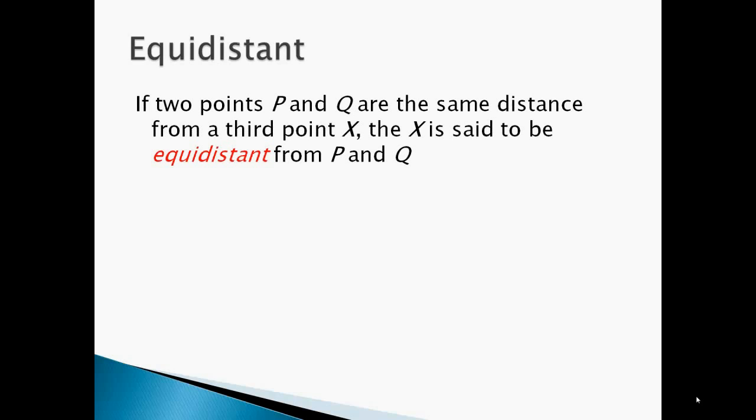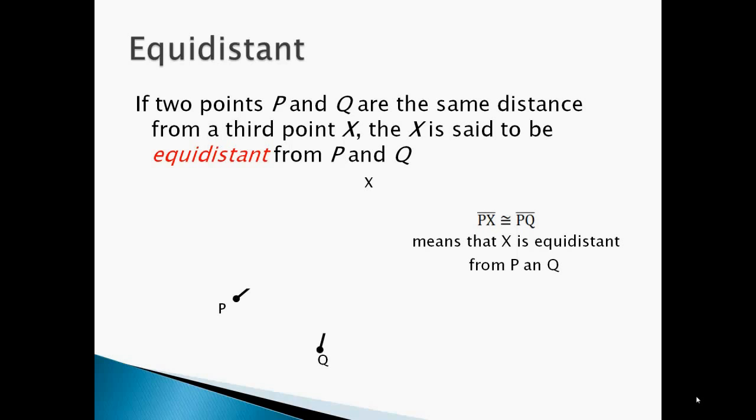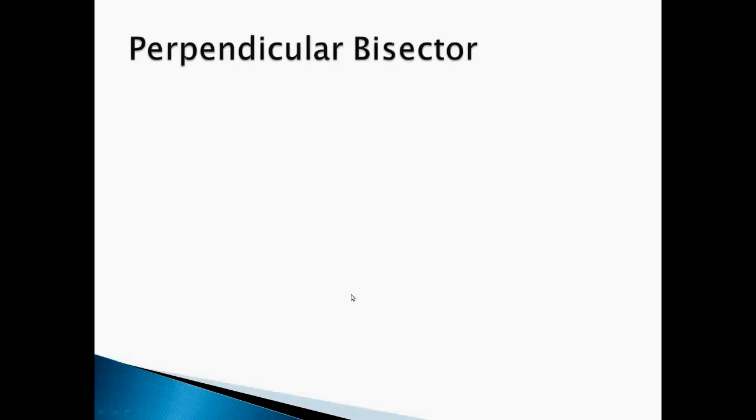Okay, if 2 points P and Q are the same distance from a third point X, then X is said to be equidistant from P and Q. So you could say that PX and QX are congruent, and it means that X is equidistant from P and Q. Sorry, it should be an X, not an and. And we could show that with our symbols here. Easy enough.